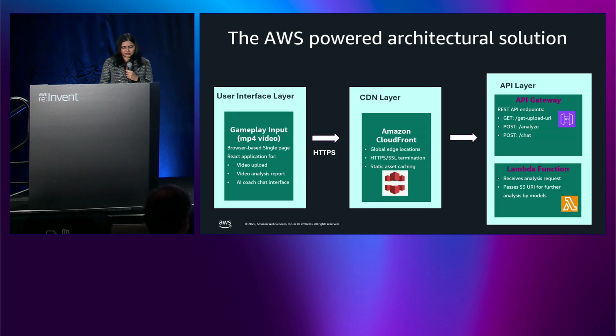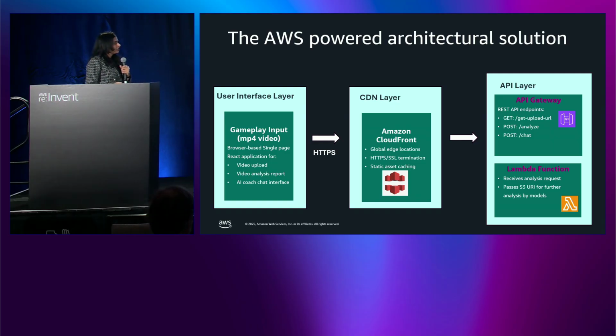From the next layer, we go on to the API layer. So this clip actually goes into S3 storage. When you click the upload button, behind the scenes, we have two kinds of gateways. We have API Gateway or Lambda URL function, which will perform different functions. API Gateway provides you different endpoints, like an endpoint to get the upload URL of your S3 bucket where this clip is getting uploaded. There is an analyze endpoint, which can trigger the analysis by AI. And there is also a chat endpoint, which will trigger your chat when you want to chat with the AI agent.